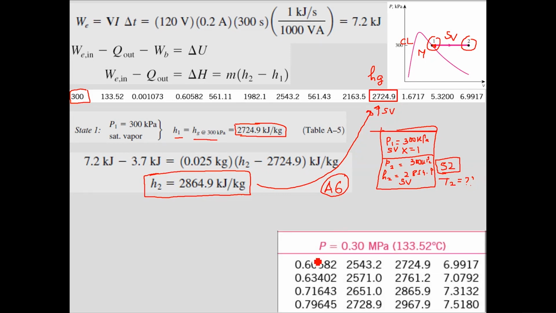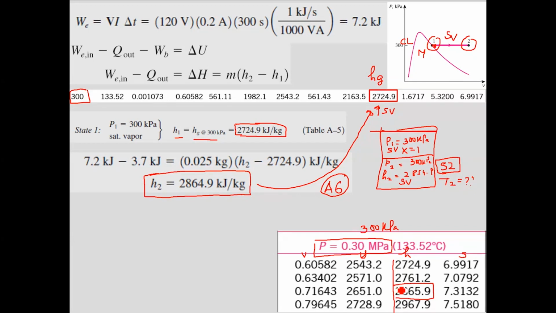For table A6, I'll go to the pressure which says 0.3 megapascal or 300 kilopascal. For this table, this is specific volume, this is internal energy, this is enthalpy, and this is entropy. So I'll go to the enthalpy value for 2864.9. Now I see under the enthalpy column the value 2865.9, which is roughly the same value. So in this case, I can avoid interpolation.